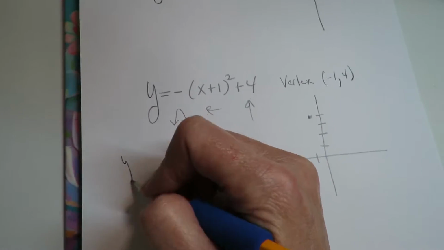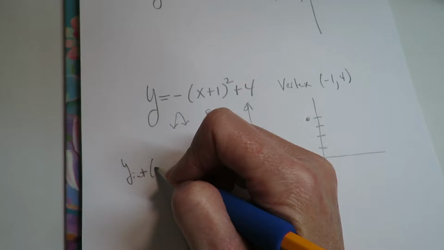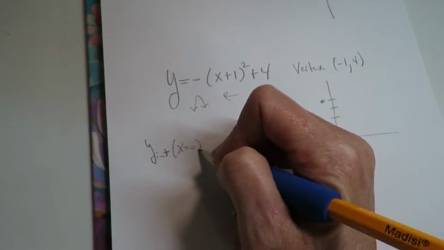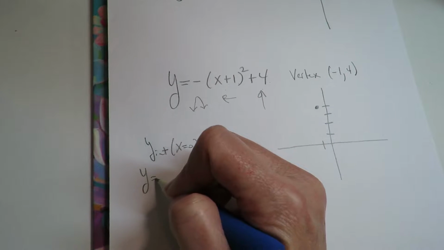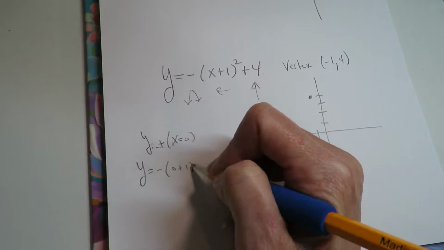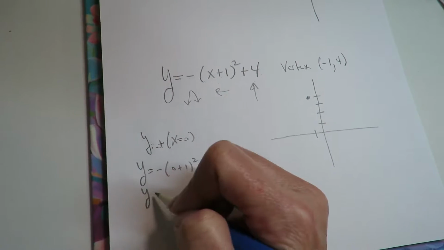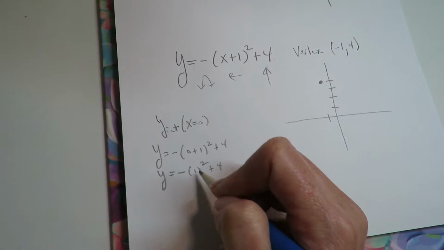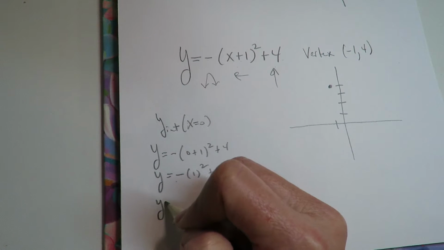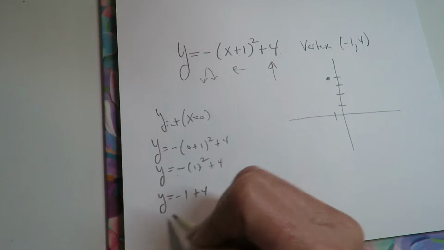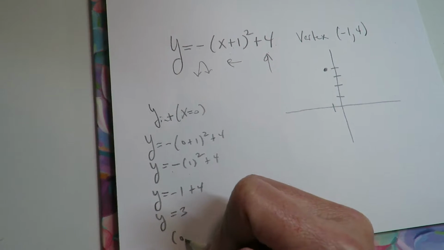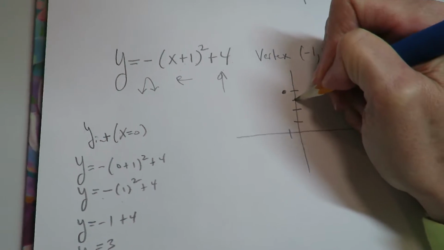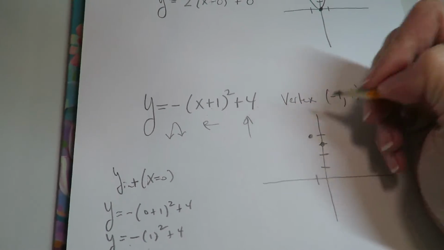Let's go in and do a couple points on this. So the y-intercept will let x equal 0. So 1 squared is 1, but then you're multiplying it by a negative, so it becomes -1 + 4, so y is 3. So your point is (0, 3). That's your y-intercept.